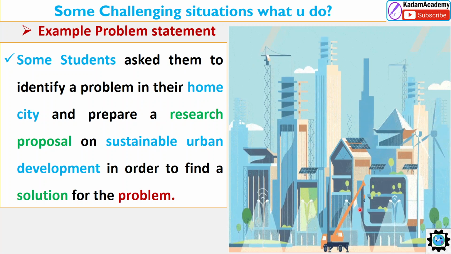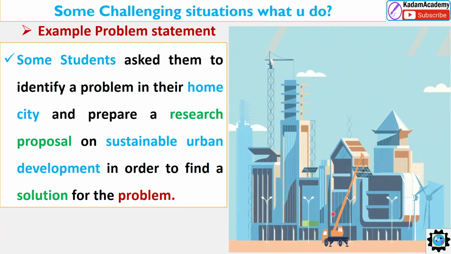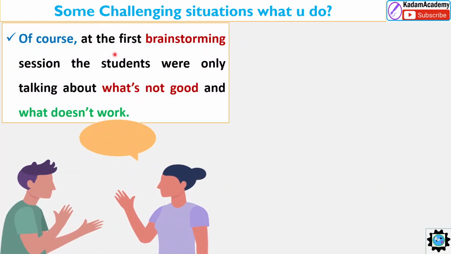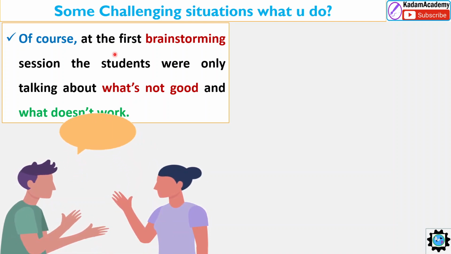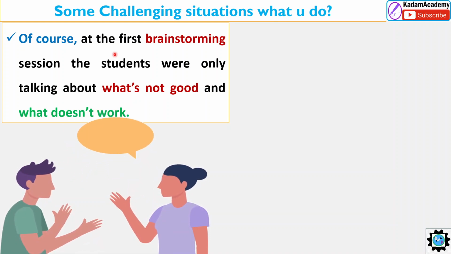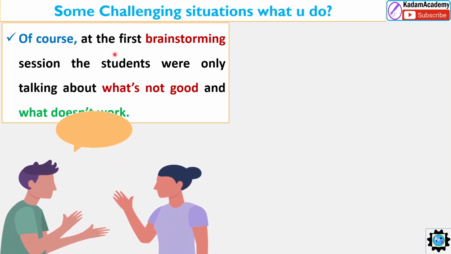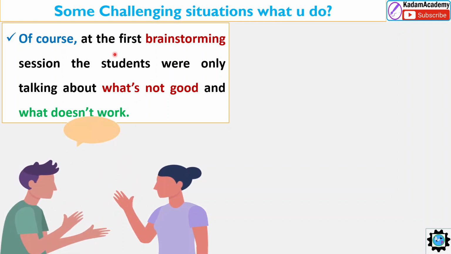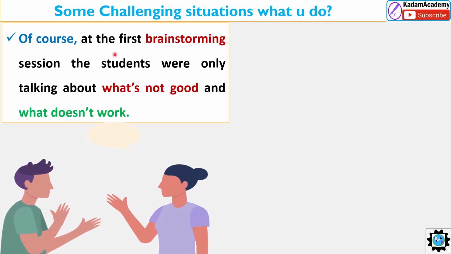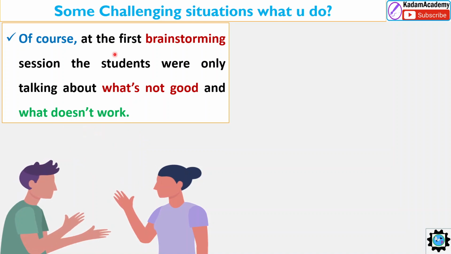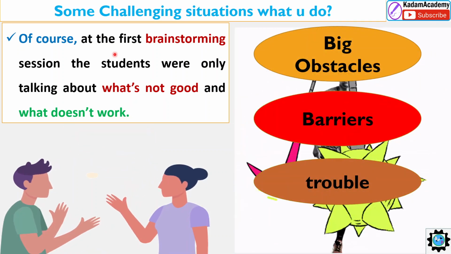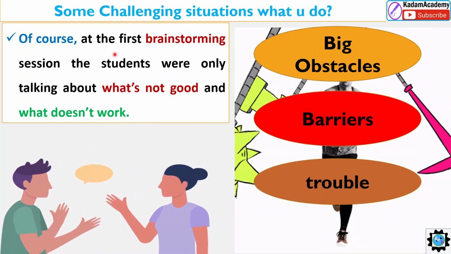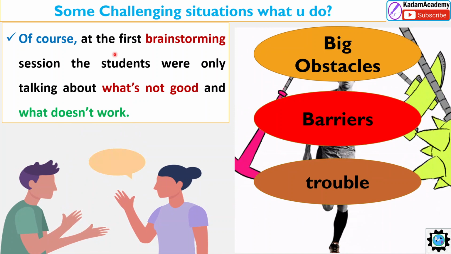What are the problems there for the home city? What happened in that? At the first brainstorming session, the students were only talking about what's not good, what doesn't work. They try to discuss. But in some challenging situations, many students are overwhelmed or have a great amount of emotions and see just big troubles, obstacles, barriers, and troubles.